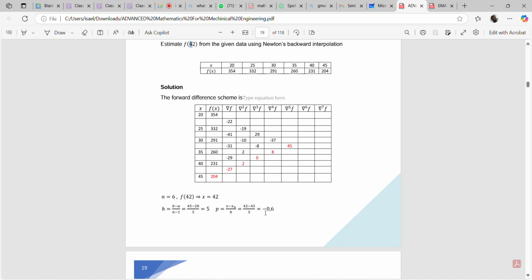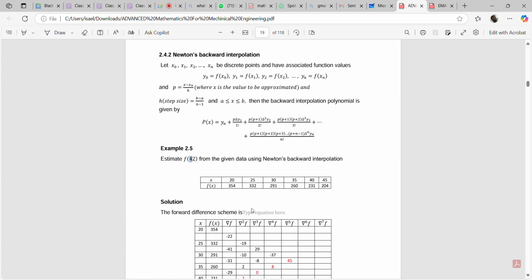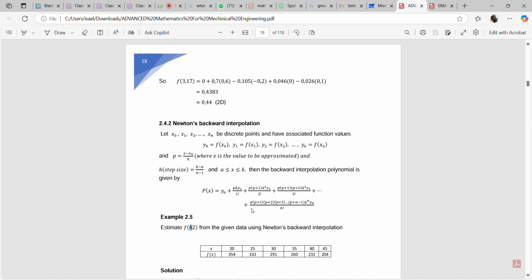But here it's written plus, plus, plus, plus. Oh, there's a difference in the formula. There is a huge difference. Anyway, let's print it and bring it there.